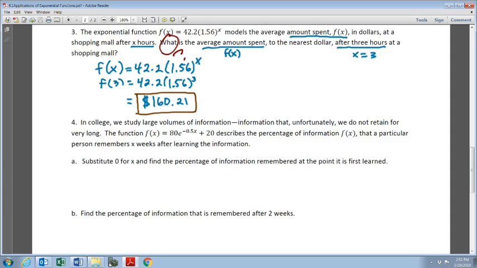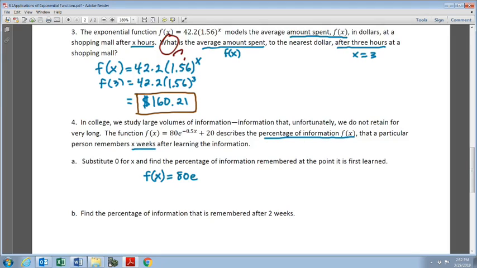Okay, so here it says, in college we studied large volumes of information that unfortunately we do not retain for very long. This function describes the percentage of information, f of x. So f of x is the percentage of information that a particular person remembers x weeks after learning the information. So x is the number of weeks after you've learned the information. It says substitute 0 for x and find the percentage of information remembered at the point it is first learned.